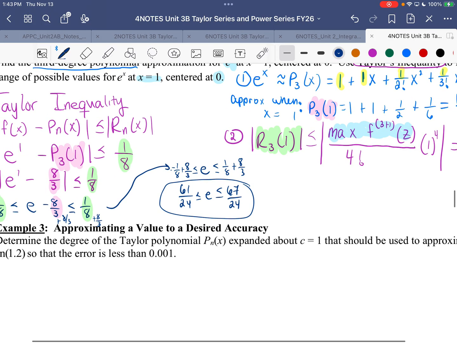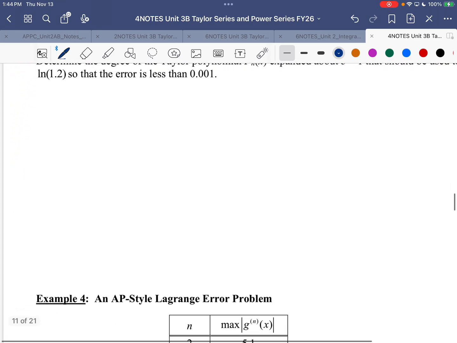Okay, so now let's do, I think we got enough time. I want to do example 4.